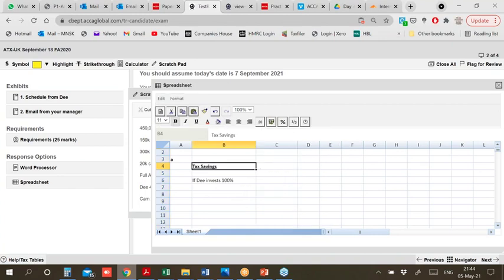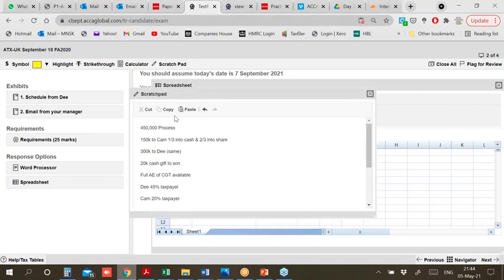Sorry guys, it's a bit slow, the work response. It does not work as fast as our normal spreadsheet. Okay, so if D invests 100%, it is mentioned in the question, I've written in my scratch pad, 300K. Sorry, I'm unable to scroll down my scratch pad. There is a lag sometimes when using the practice platform. So bear with me, please.